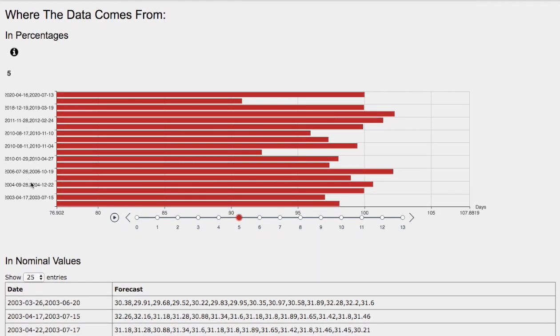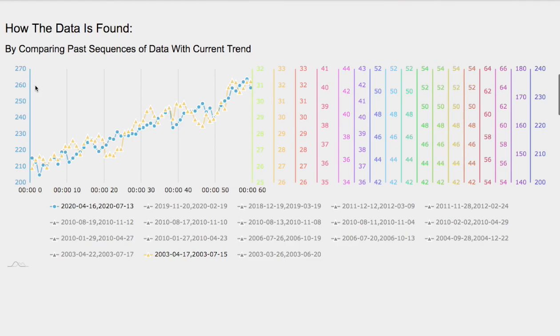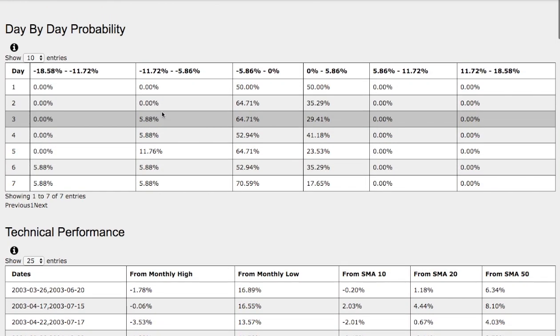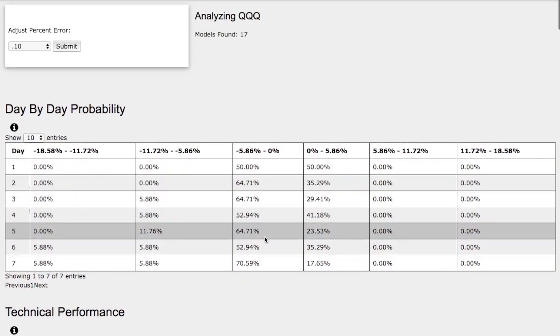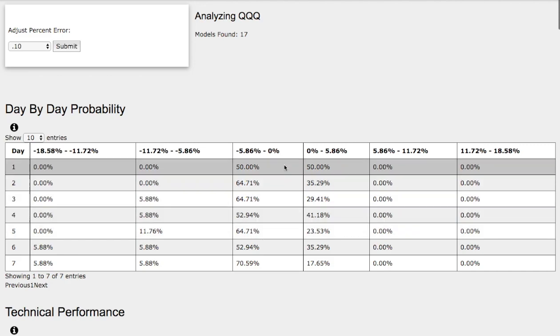So the model that we just examined was from April 17 to July 15, 2003. Back then, QQQ was down roughly 1.9%, slightly to the downside. And if we head back to the day-by-day probability model, that coincides with this standard deviation, a 65% chance of it to fall between 0 to negative 6%.